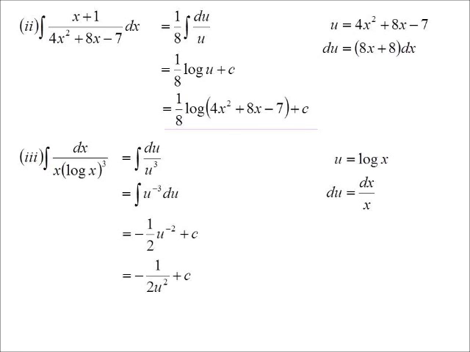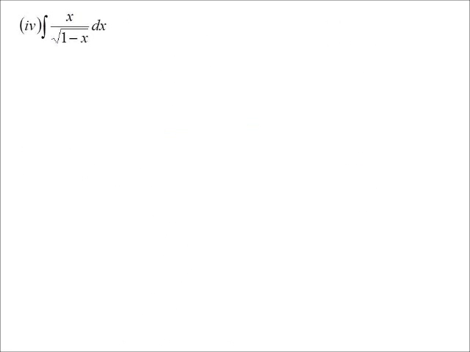Add 1 to the power over the power. We get minus 1 on 2u squared. Substitute the u back in, and we've got log x squared on the bottom.